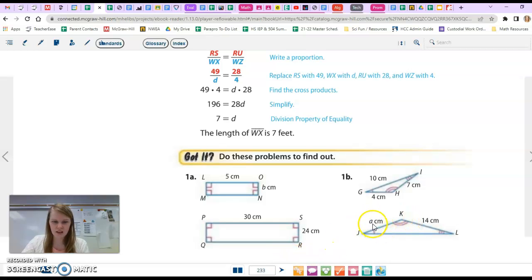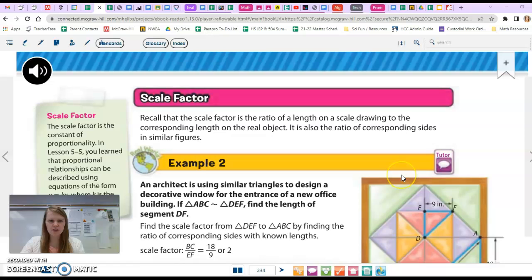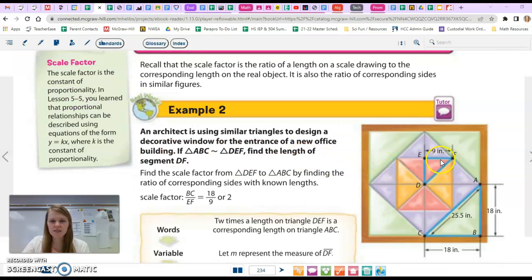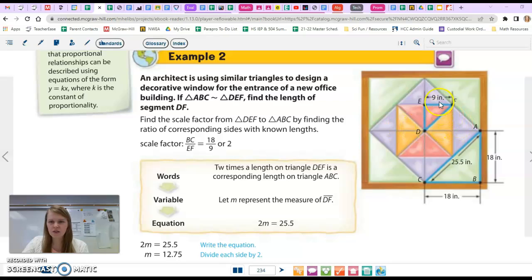So 8 is A. Alright, now we're going to take a look at a new type of problem, scale factor. So this says, recall scale factor is the ratio of a length on a scale drawing to the corresponding length on the real object. So it's also the ratio of corresponding sides in similar figures. I see in here that they're matching up this triangle DEF with ABC. I see that EF is 9, BC is 18. So this has a scale factor of 2. So to get to the large one, we're multiplying by 2.